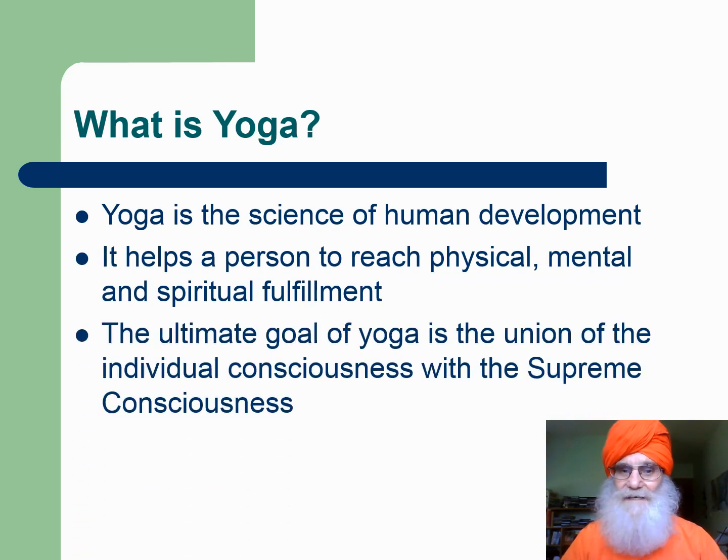So the ultimate goal of yoga, I said to know who you are, but even more than that, it's the union of the individual consciousness with the supreme consciousness. This is why they gave it the name yoga. Yoga means union itself. That's why it has that terminology. That's why we call it yoga, because we want to unite my small self with the big self, the cosmic self. Individual consciousness with cosmic consciousness. This is what we're trying to do.